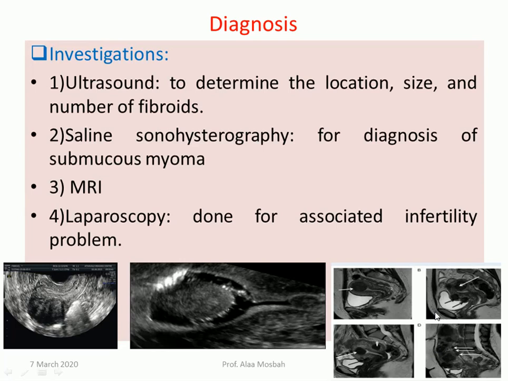Laparoscopy can be done, especially in cases with infertility, to evaluate the pelvis, and we can see the subserous fibroid, the intramural fibroid, and the enlarged uterus.